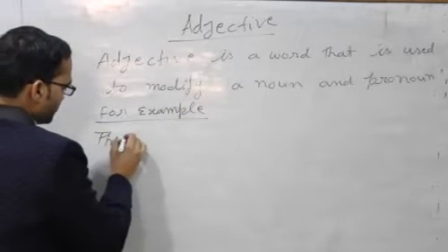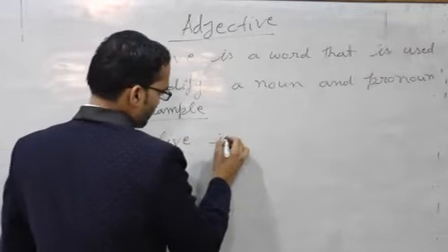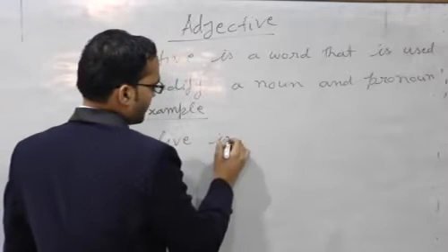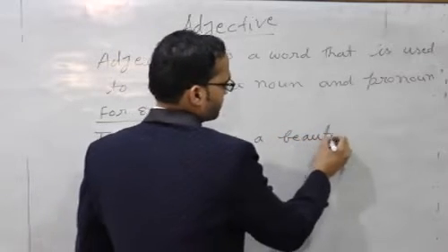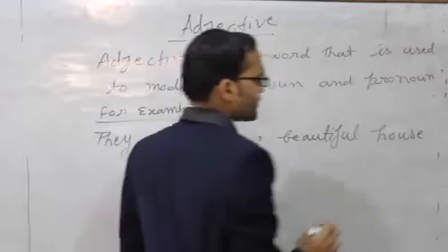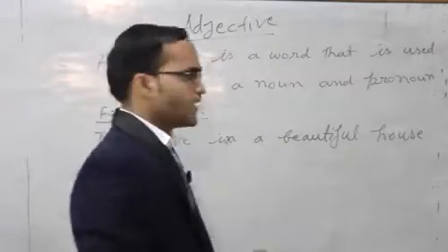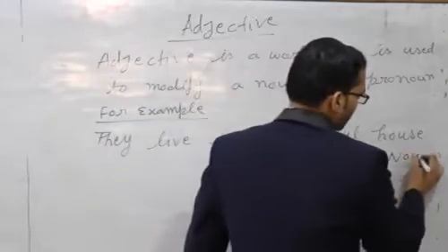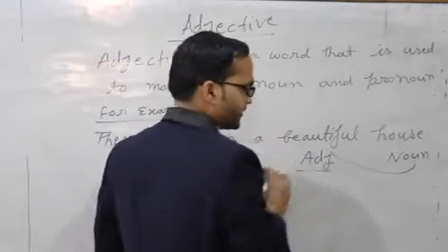They live in a beautiful house. Dear child, I have written a sentence. They live in a beautiful house. Here house is a noun, and before noun I have placed beautiful. Beautiful, that is an adjective.